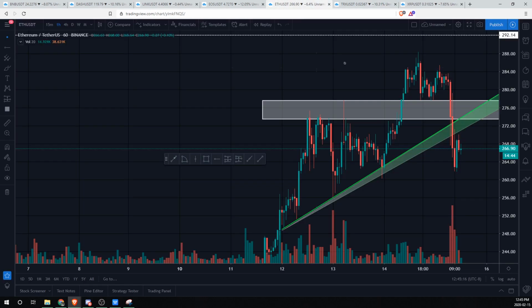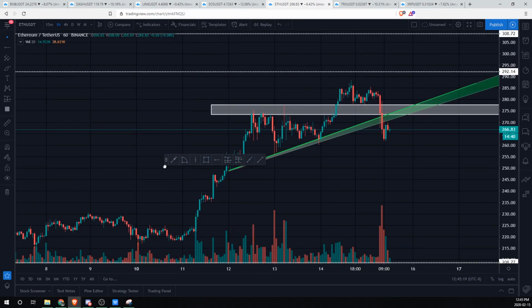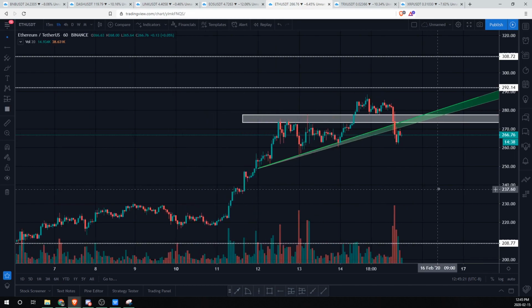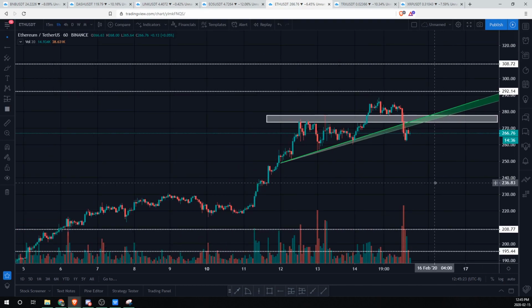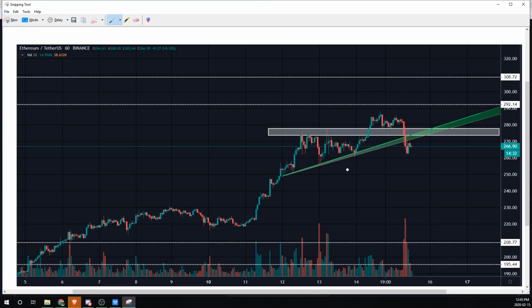So now going on to Ethereum. Similar type of structure. We were looking at this as a nice potential entry for a long opportunity. Unfortunately, we did not enter this. Well, I guess fortunately we did not enter this. It looked pretty good, honestly, for a lot of reasons.